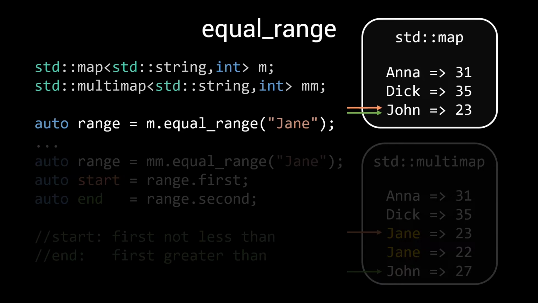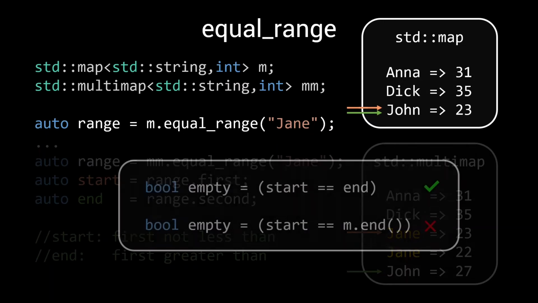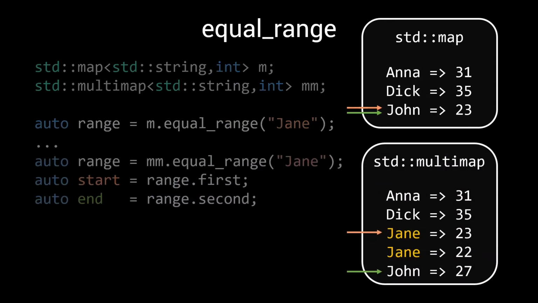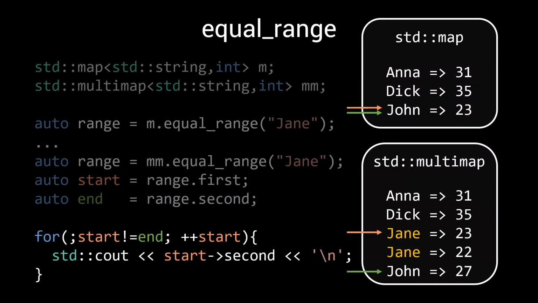As such, if you want to check whether the range is empty, compare start to end, not start to the end iterator of the container itself. You can, of course, use these iterators to, for example, loop over all the matched elements.